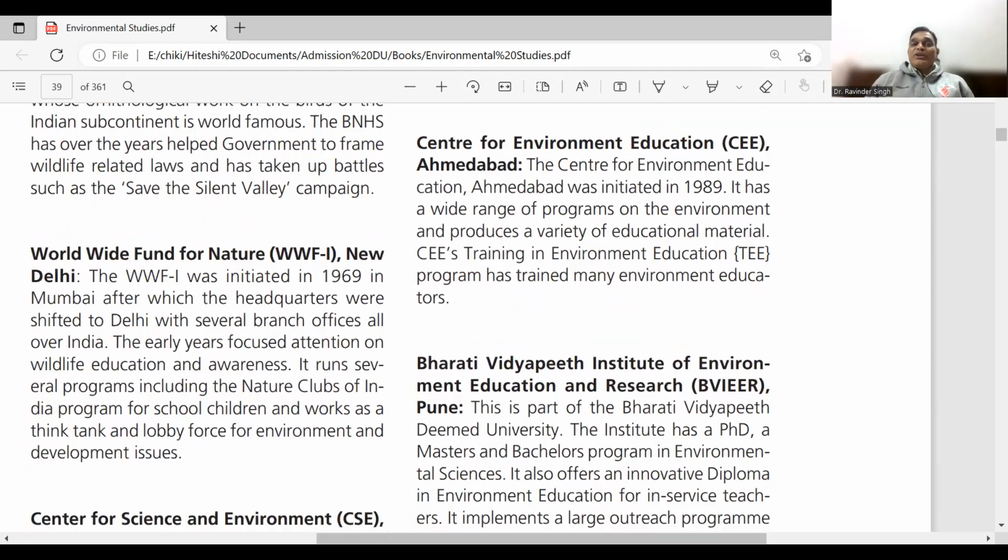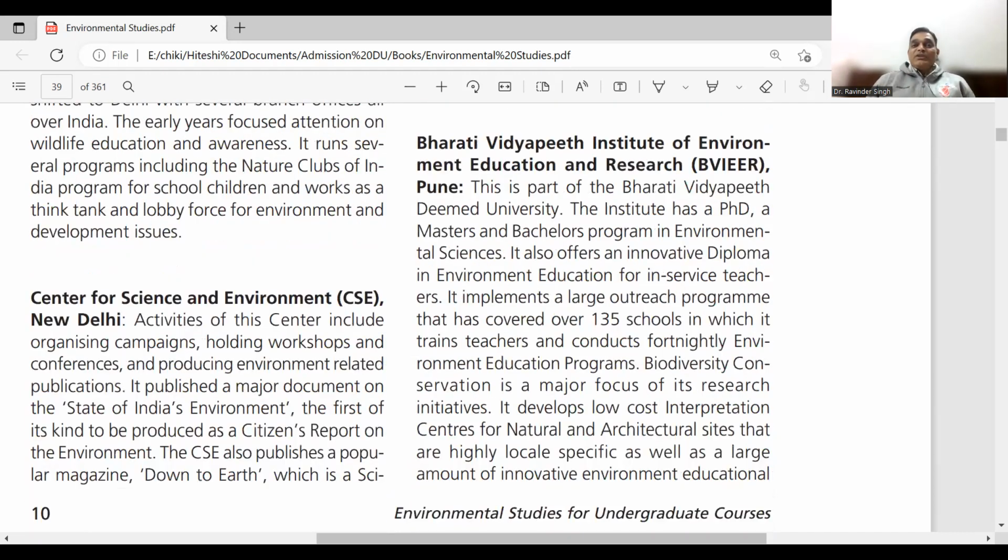Next one is Centre for Environment Education, CEE, Ahmedabad. The Centre for Environment Education, Ahmedabad, was initiated in 1989. It has a wide range of programs on the environment and produces a variety of educational material. The CEE's Training in Environmental Education, TEE, program has trained many environment educators. Next one is Bharati Vidyapeeth Institute for Environment Education and Research, BVIEER, Pune. This is part of Bharati Vidyapeeth deemed university.